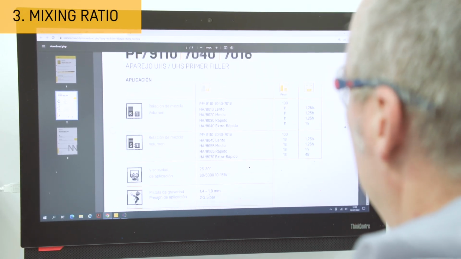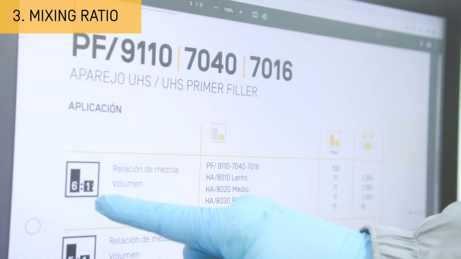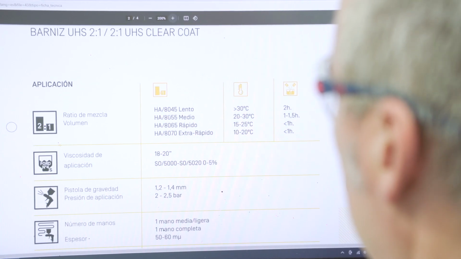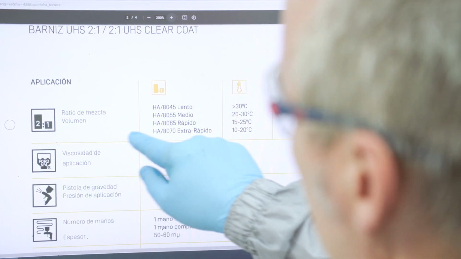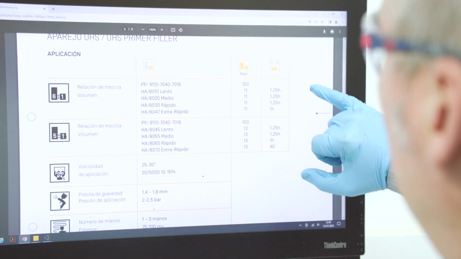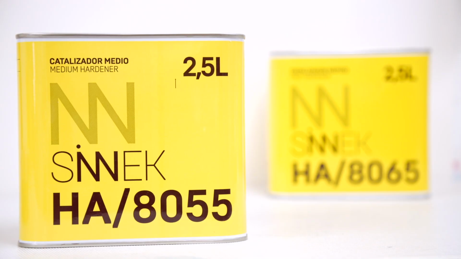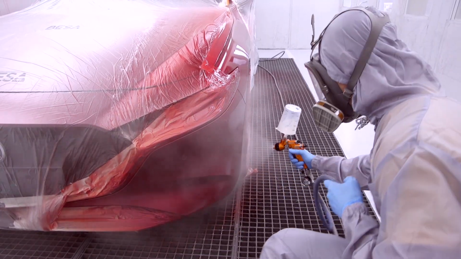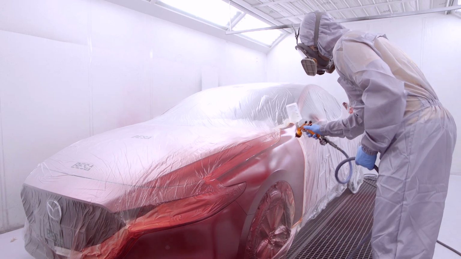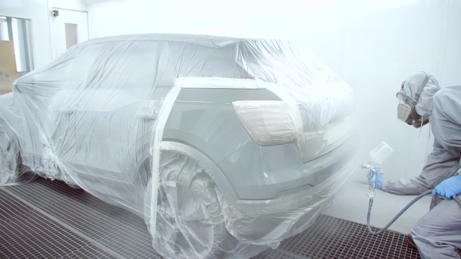Following the right proportion of hardener and product in the mixture is a critical aspect in order to obtain a correct finish. Depending on the type of product and hardener, the mixing ratio will vary. It is described in the mixing ratio section. Another factor to take into account is the pot life of the product. Depending on the type of hardener we use, the pot life of the product will vary. Therefore, the faster the hardeners are, the less time we will have from the moment we prepare the mixture until we can no longer confidently apply it.